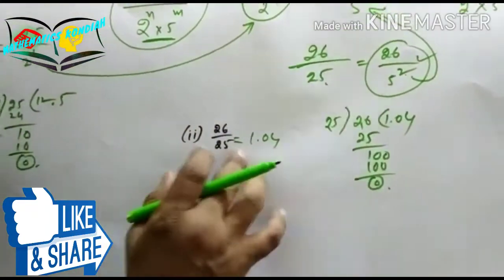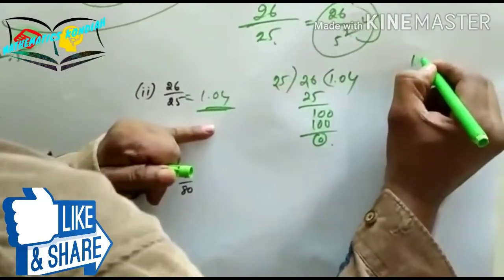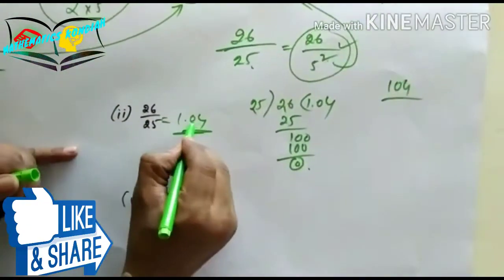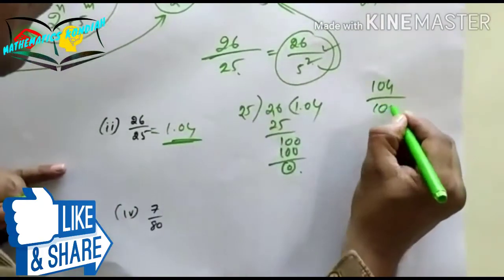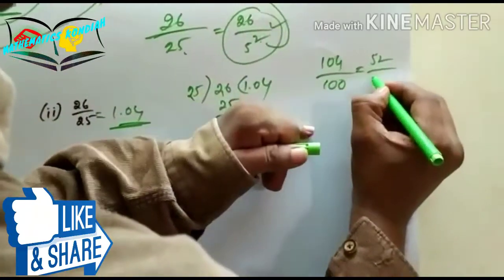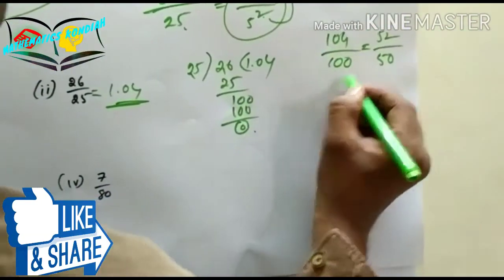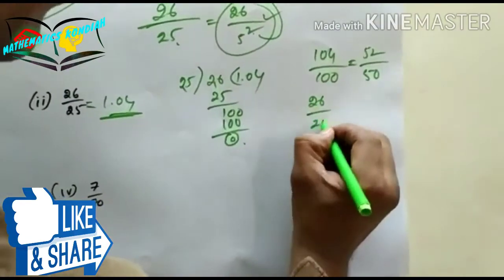Is 1.04 right? Yes. 1.04 means 104 divided by 100, since there are 2 digits after the point. Therefore, after cancellation, 52 divided by 50, and then 26 divided by 25.